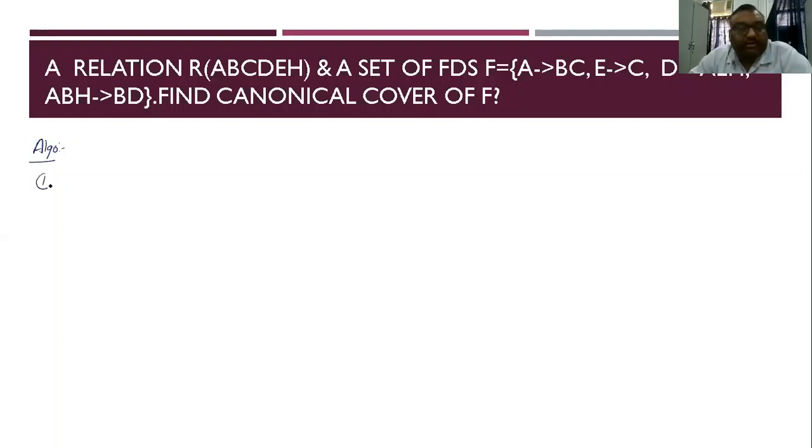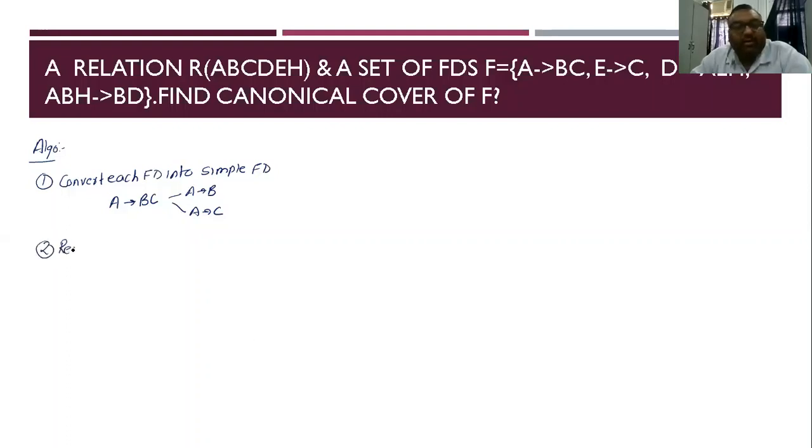The first point is, if a set of FDs is given to you, then convert each FD into simple FD. What does it mean? If the FD is given to you like this, A determines BC, then write it like this: A determines B and A determines C. That means on the right hand side there is a single attribute, for all FDs.